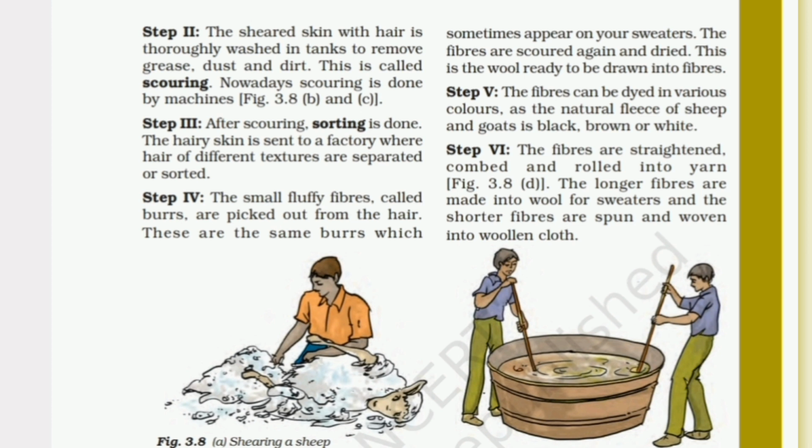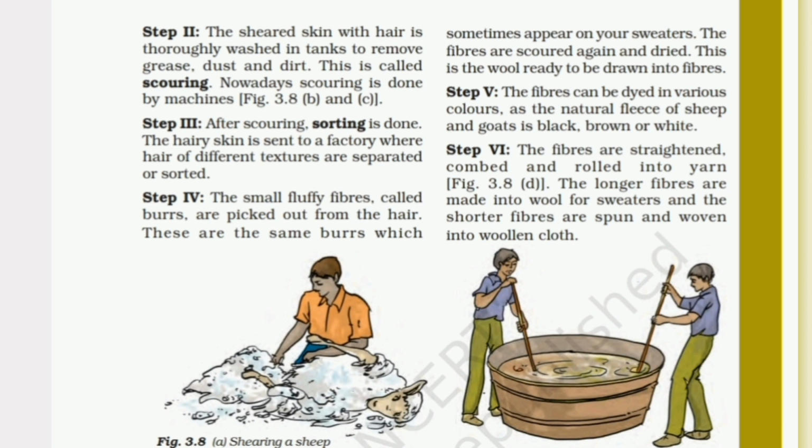Then step third, after scouring, sorting is done. The hairy skin is sent to a factory where hair of different textures is separated or sorted. So the separation of different types of hair of the sheep is known as sorting.